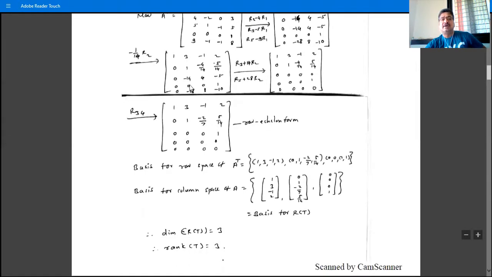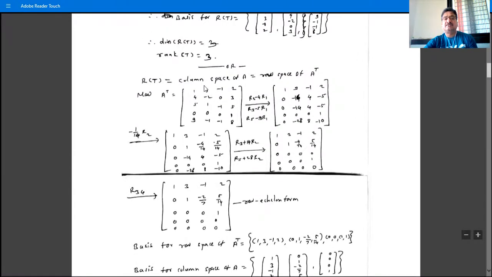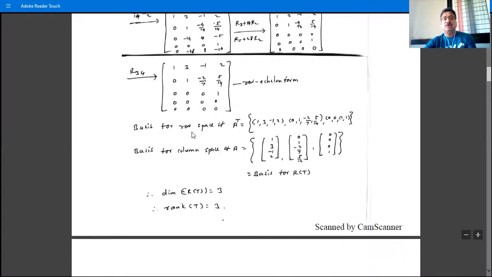Now we have to reduce this minus 49 and minus 28 to 0. So the operations are R3 plus 14 R2 and R5 plus 28 R2. By using these operations, we have this matrix: 0, 0, 1 is the third row, the fourth row is 0, 0, 0, and so on. Then interchange the third row and the fourth row. We have the row echelon form of this matrix A transpose.